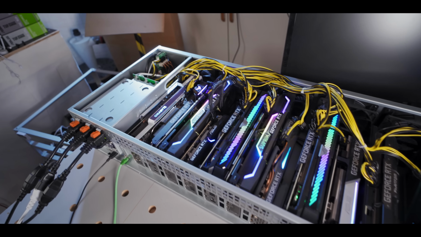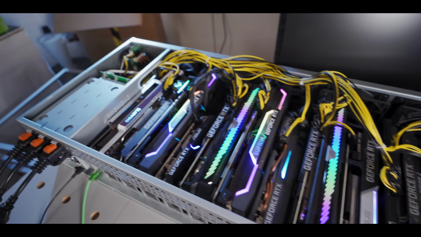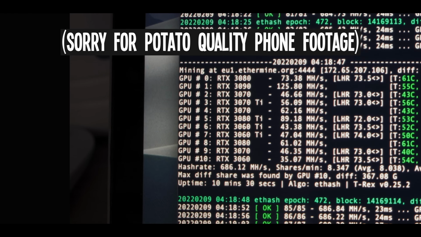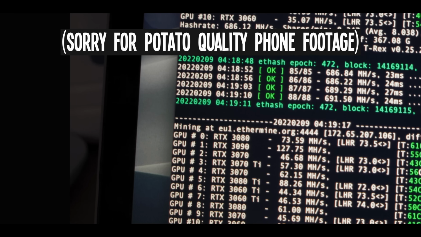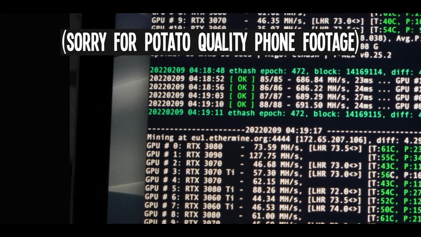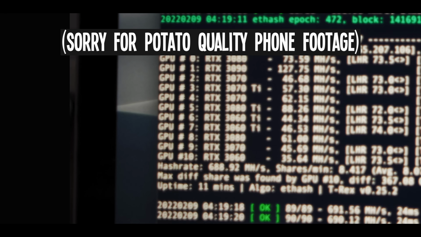So all the cards are in there and we are up and mining. And the hash rate we're getting is basically exactly the same at around 686 megahash or so. 688 actually. Oh, that's cool. As for power, we're at around 50 watts less at 2100 or so.